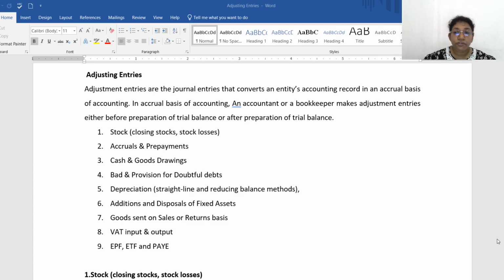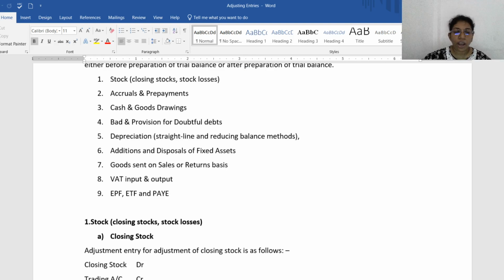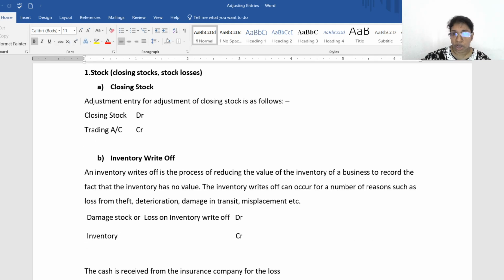Now let's move on to the first one, that is the closing stock. Here, according to the stocks, we are going to identify two separate adjustment entries. The first entry is the closing stock. Each and every business has three separate accounts, right? These are recorded for inventories. This inventory is classified into raw material, work in progress, as well as finished goods. For each of them, we have closing stocks. But here, we are going to talk about the closing stock of the finished goods.